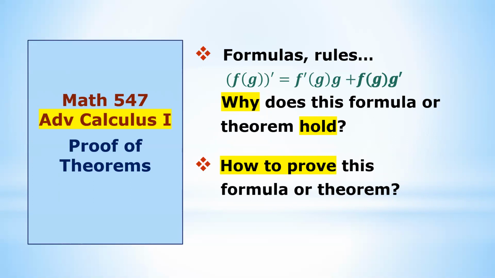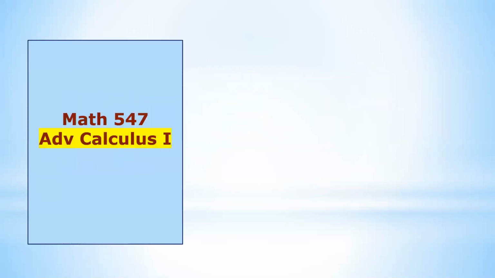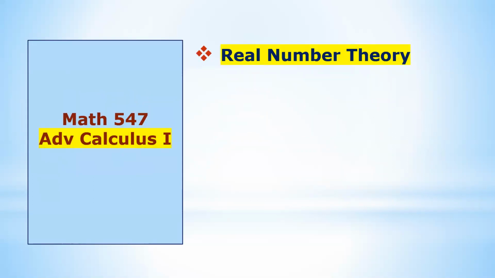So now let's take a look at what subjects I'm going to cover in advanced calculus 1. The first thing is real number theory. In regular calculus, we don't worry about what the number theory is. We know what a real number is, and we don't care about the theory basically. But in real analysis, in advanced calculus 1, this is the first thing we want to study.